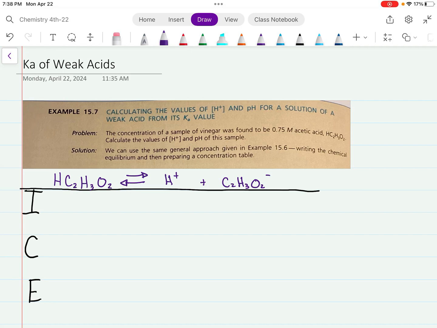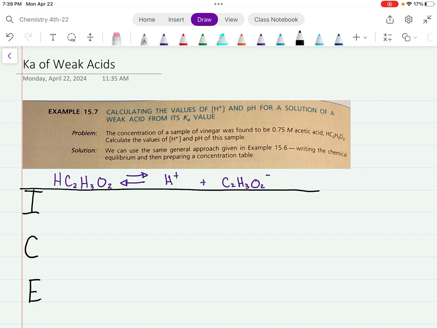Okay, so let's calculate the molar concentration of hydrogen and the pH of a solution, but this time of a weak acid. So the problem reads: the concentration of a sample of vinegar was found to be 0.75 molar of acetic acid. Calculate the values of the molar concentration of hydrogen ions and the pH of the sample. Nothing new here. We're going to set up our ICE table and we're going to go ahead and start filling it out, okay?